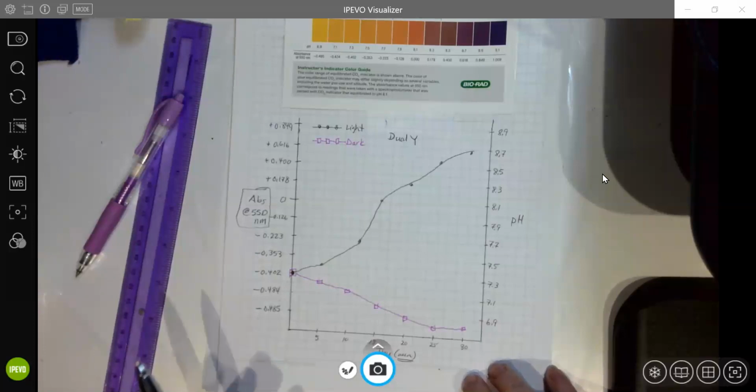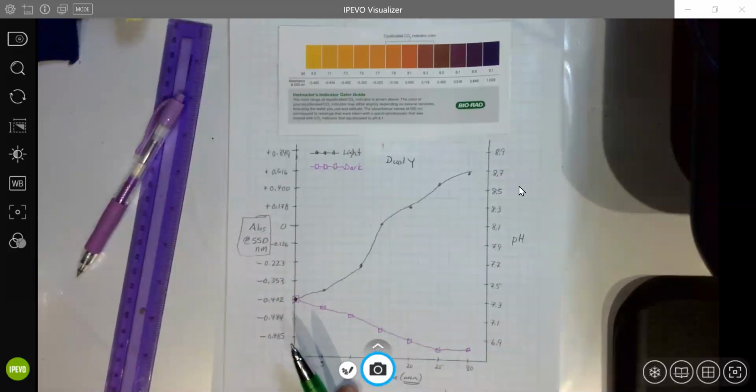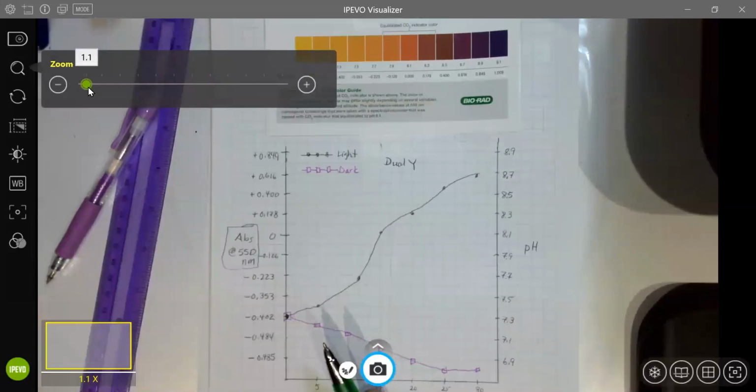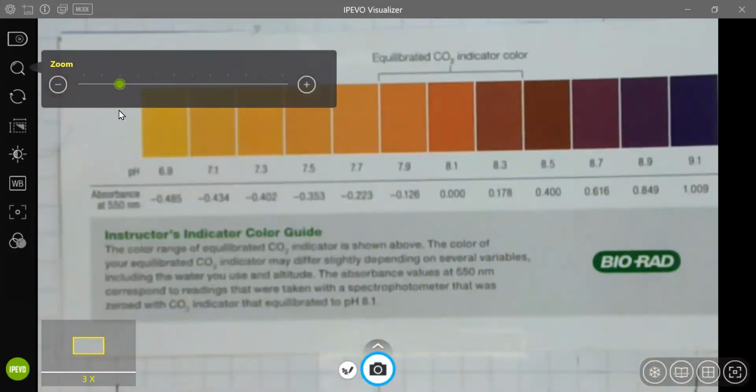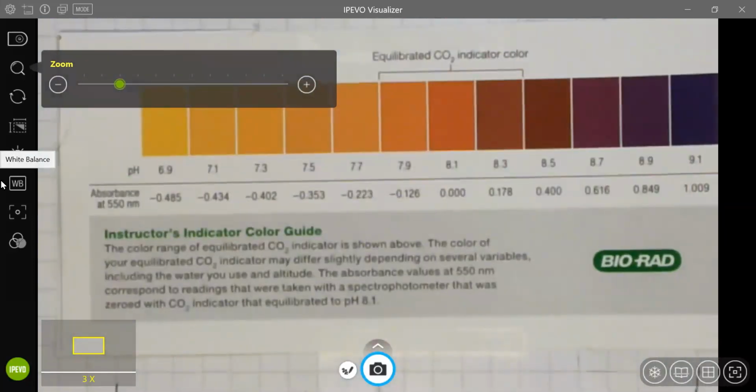Now, where did these numbers come from? I'm going to zoom in on that color card that we have. If you zoom in on that color card there, let me just refocus this so you can see the numbers a little better.